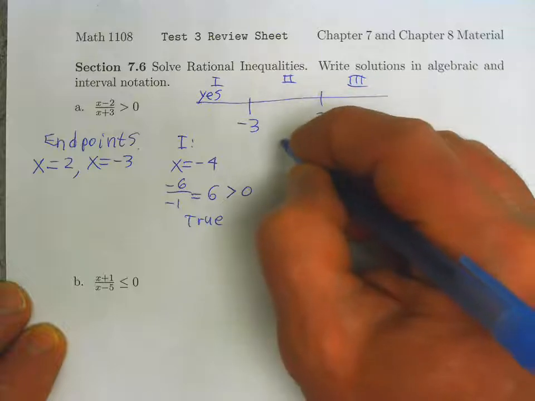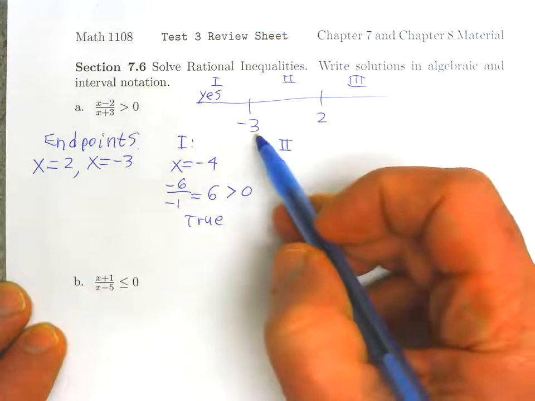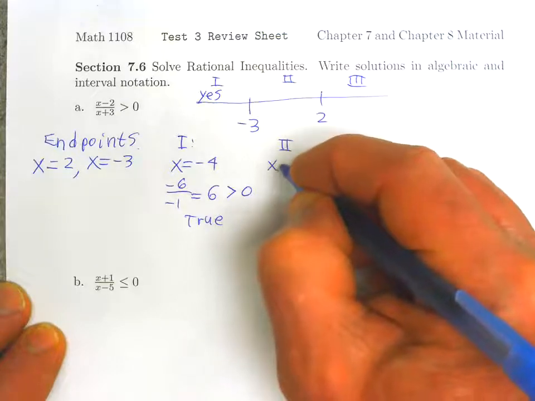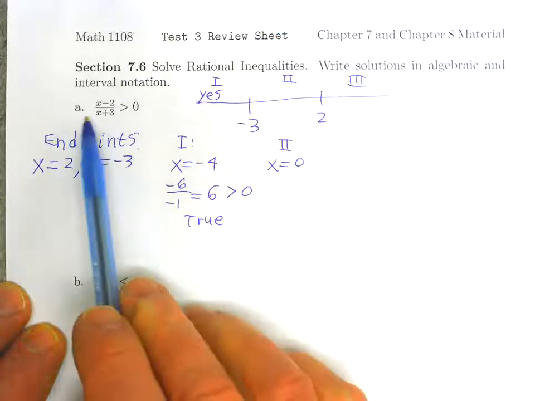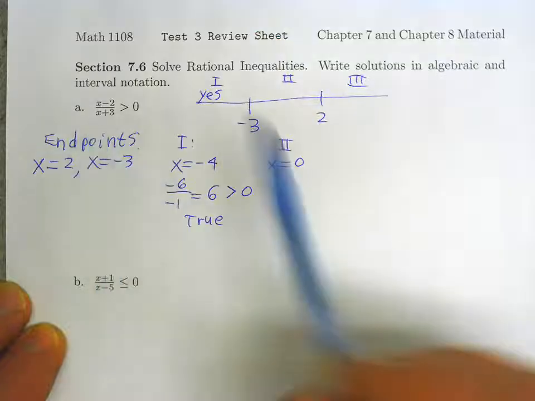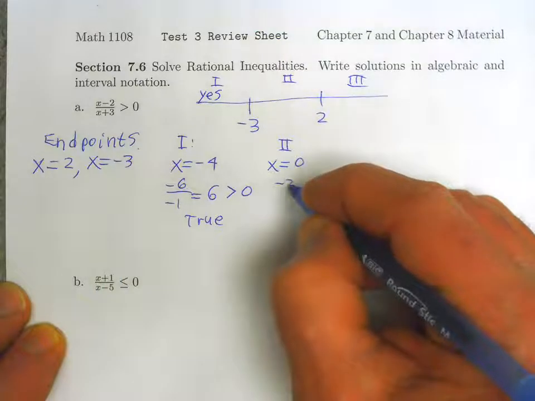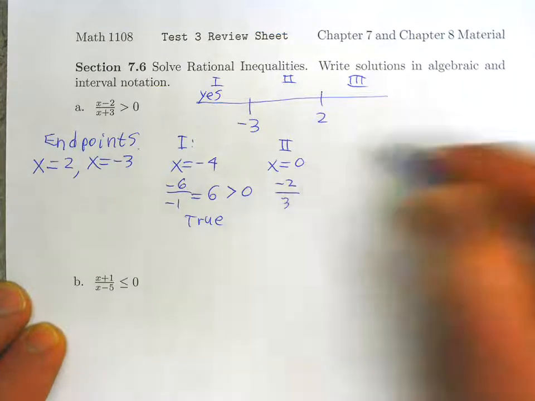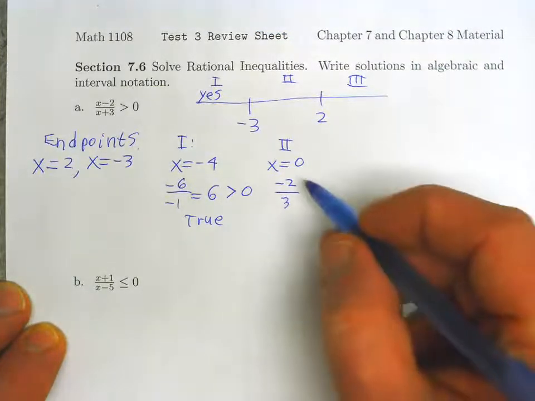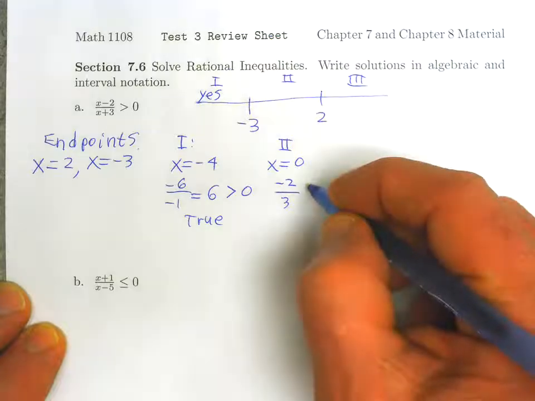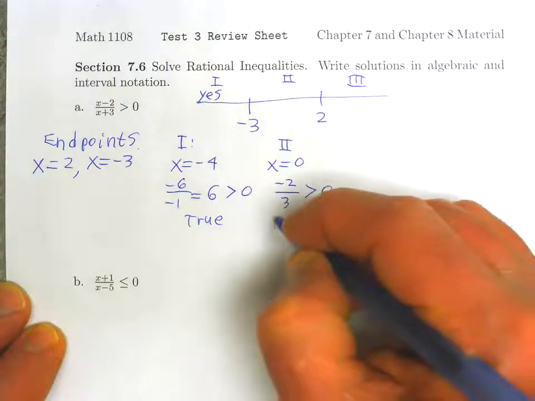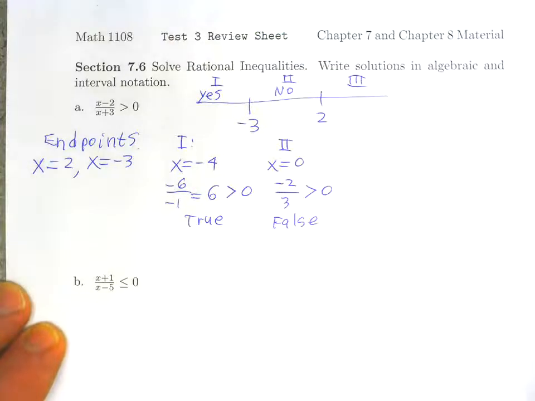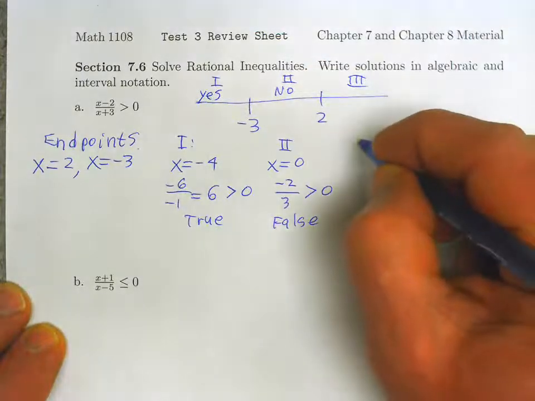In the second interval, we'll pick a number between negative 3 and 2. We can pick 0 for x and replace every x with 0. We get negative 2. 0 minus 2 is negative 2. In the denominator, 0 plus 3 is 3. And negative 2/3 greater than 0 is false. So none of the numbers in that middle interval are solutions.